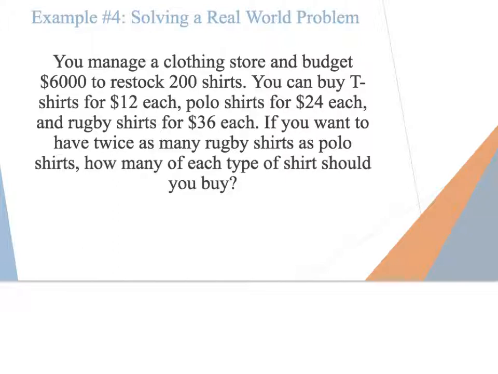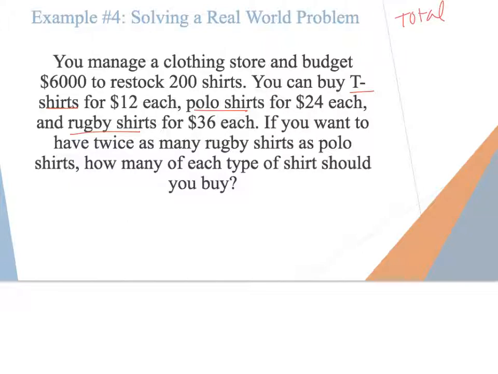should you buy? Okay, our variables will be based on the types of shirts that we have available: t-shirts, polo shirts, and rugby shirts. First, our first equation is going to be all of the types of shirts set equal to the total amount of shirts. So that will be our total equation.